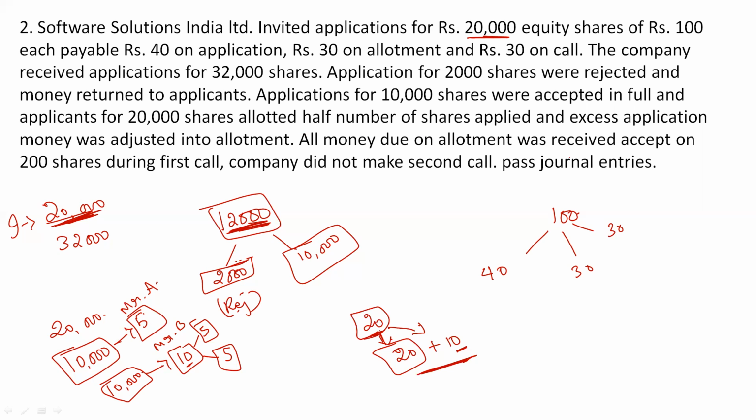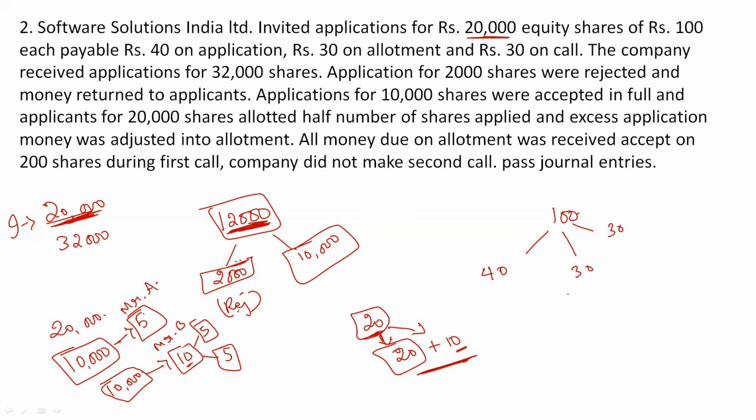Then what is being told? Basically, in total 30,000 shares are accepted, but they are adjusted with 20,000 shares. Then all the money due on allotment was received except on 200 shares. During the first call the company did not make a second call. Pass the necessary journal entry.